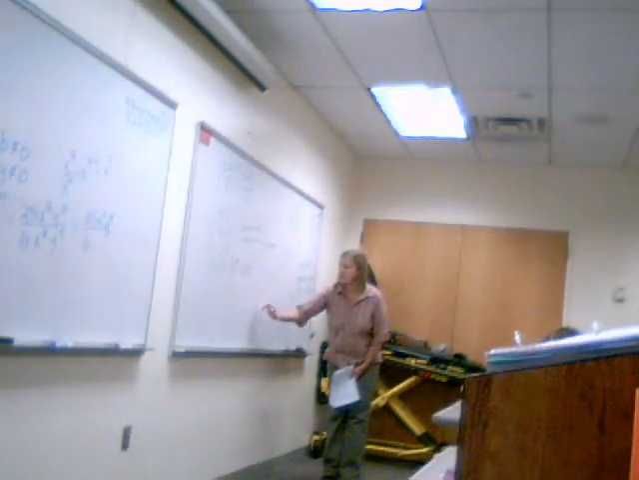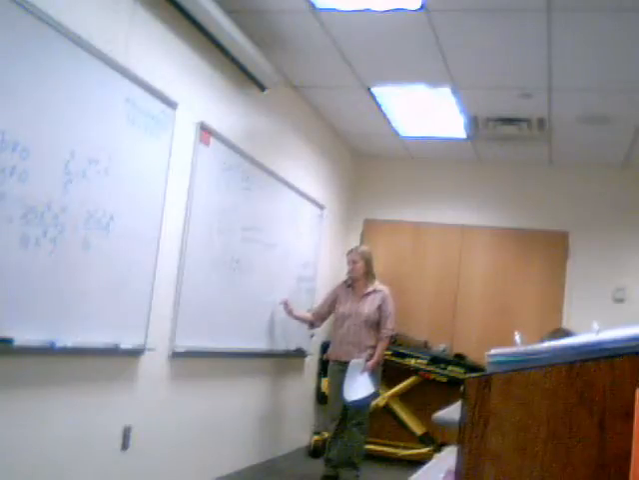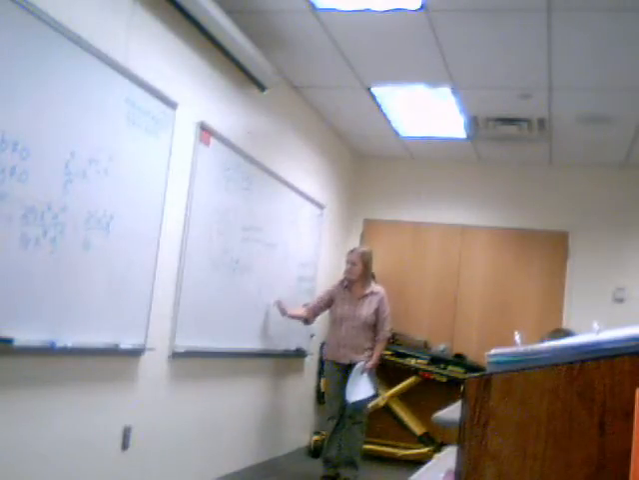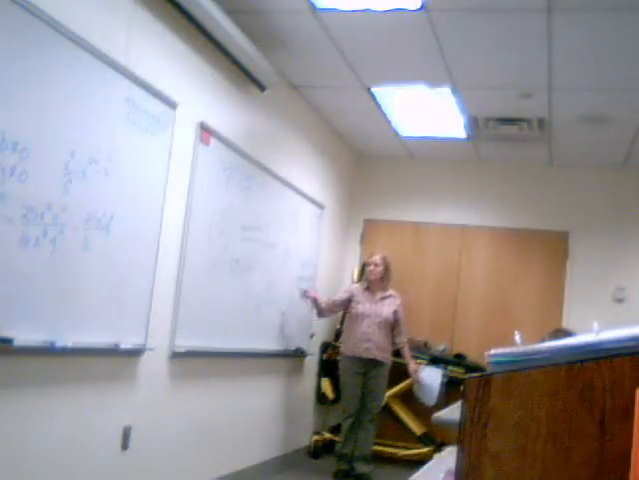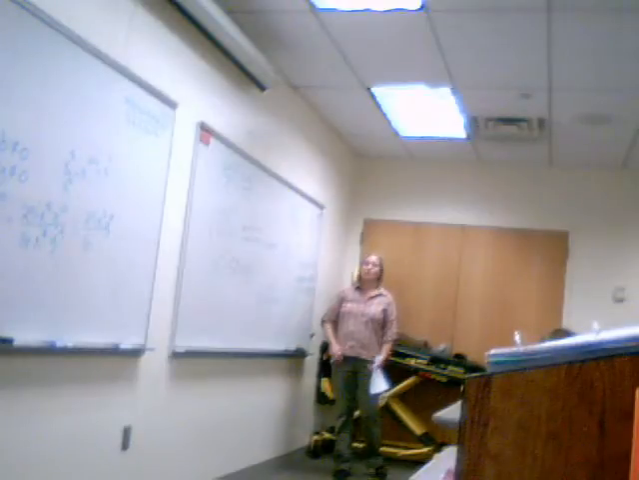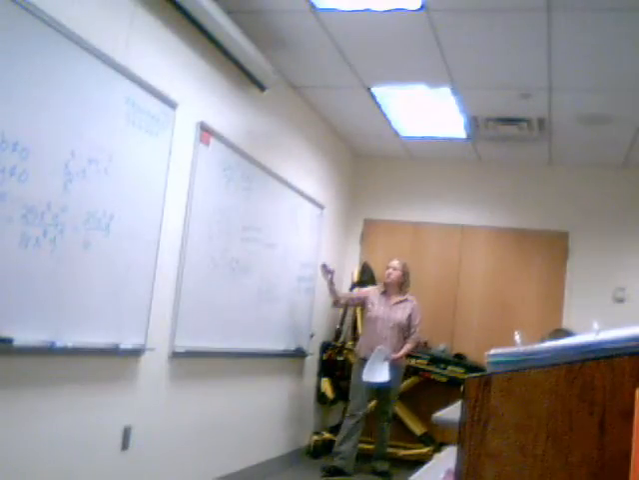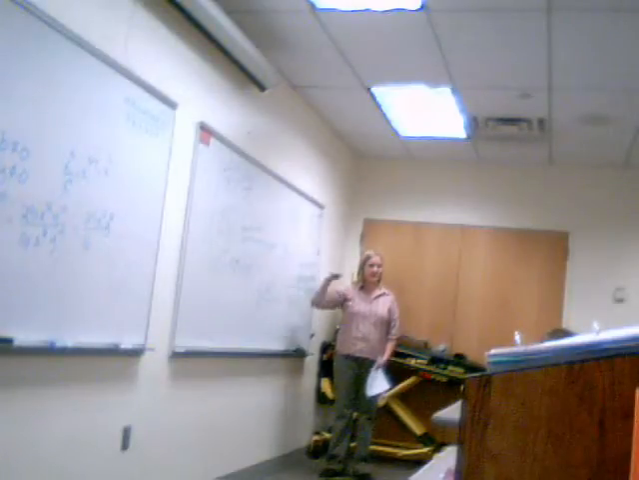X squared over x to the 5th. Think about it this way. There's 2 x's up here, there's 5 x's down here. When I cross them out, where are my x's left? On the bottom. So they stay on the bottom. So you don't have to worry about writing the negative exponent. You just keep the x's where there are more of them on that side of the equation, or of the fraction, I should say.